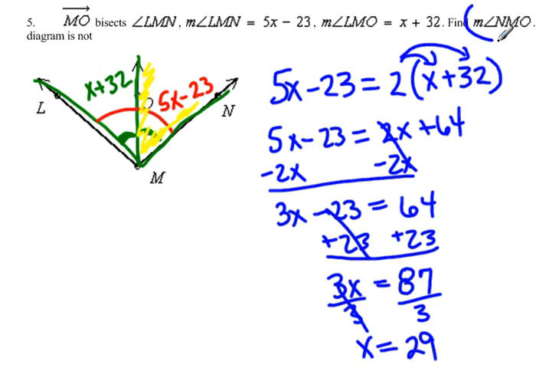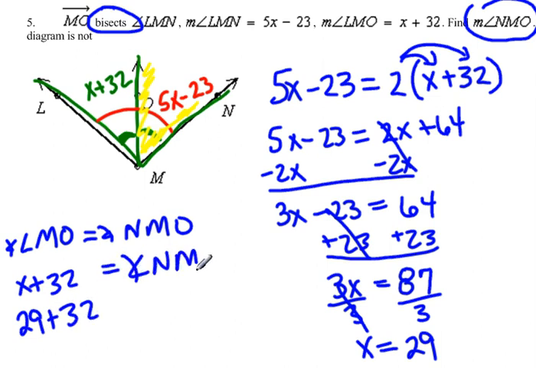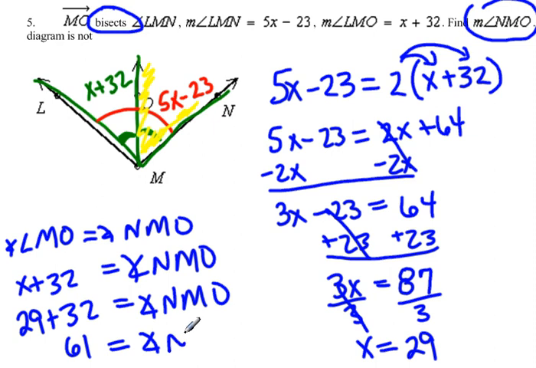It's asking for NMO. And we know that because this bisects, LMO, which is this angle here, is congruent or equal to angle NMO. And we have a value of LMO as x plus 32. So that means if x is 29, I can sub in. Adding 29 and 32 gives us 61, which is the measure of NMO.